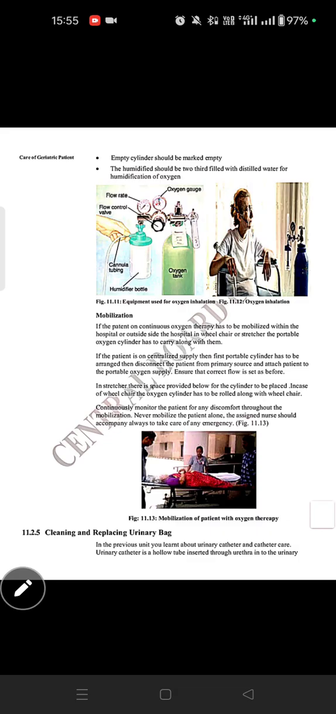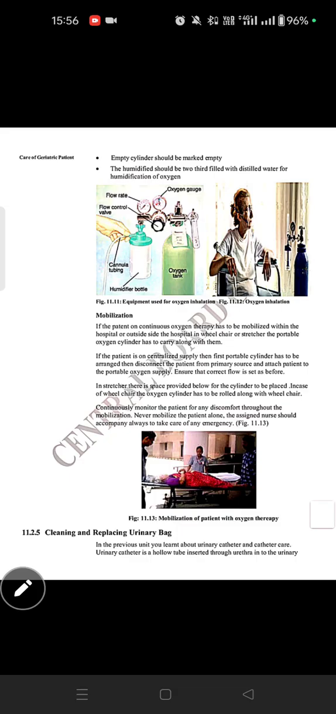Then mobilization of oxygen therapy: mainly we can use it on the hospital side on the stretcher, or we can use a portable bed carrier and give this along with the patients. If you are doing any procedures or shifting from one place to another place in the wards, you can use this mobilization cylinder.